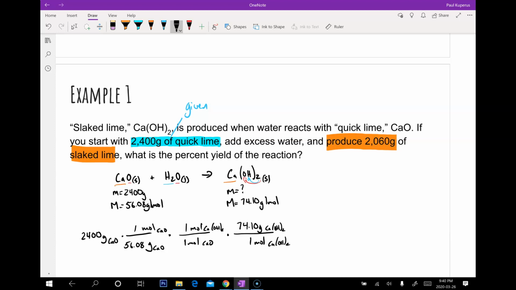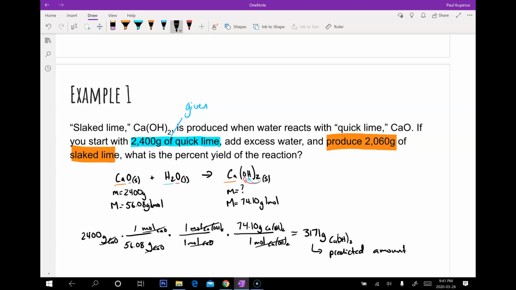Notice how as we move through, the grams of calcium oxide cancel, then the moles of calcium oxide cancel, then the moles of calcium hydroxide cancel, and we're left with grams of calcium hydroxide. Completing the calculation, you should find that you get 3,171 grams of calcium hydroxide. This is my predicted amount. Predicted comes from the stoichiometry.